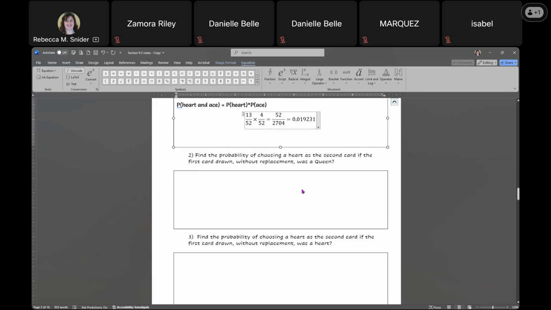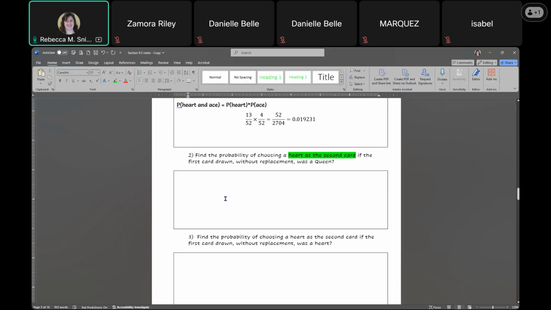Okay, so moving right along, find the probability of choosing a heart as the second card if the first card drawn without replacement was a queen. Now, this one is a little different because we want a heart as the second card. This is the piece that we needed to pay attention to because this one is actually a classical probability that uses the conditional idea to get you there. The only probability we are looking for is that we are going to get a heart as the second card.